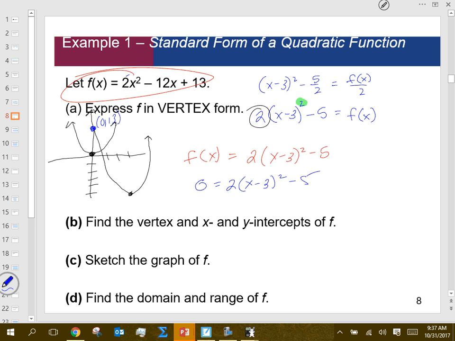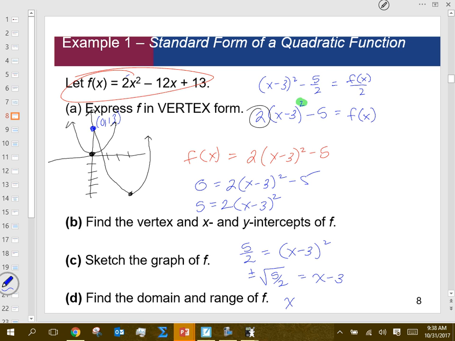So can I solve that equation? Can you add 5 to both sides? And get 2 times the quantity x minus 3 squared. Can you divide both sides by 2 now? And you get 5 halves equals the quantity x minus 3 squared. Now what could you do? Square root both sides. So you get plus or minus square root of 5 halves equals x minus 3, right?